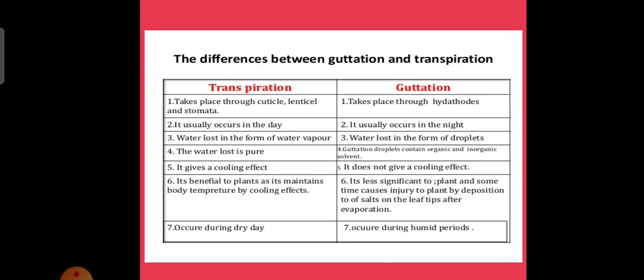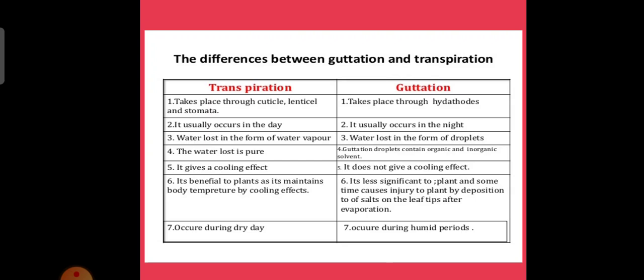Number 4, the water loss is pure. In the transpiration process, the water that is lost from the aerial parts is pure water, and in guttation, droplets contain organic and inorganic solutes. There is no pure water like in the transpiration process. Number 5, it gives a cooling effect, so the transpiration process maintains the body temperature of a plant. In guttation, it does not give a cooling effect.